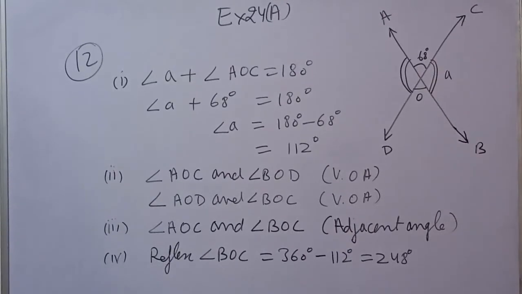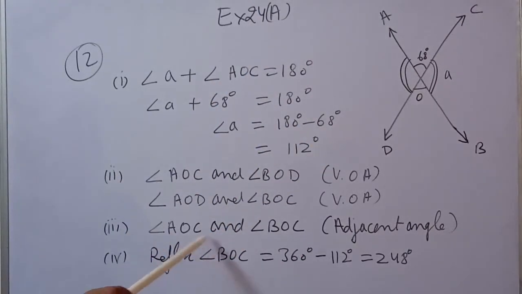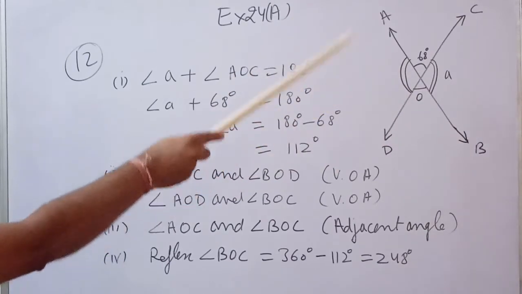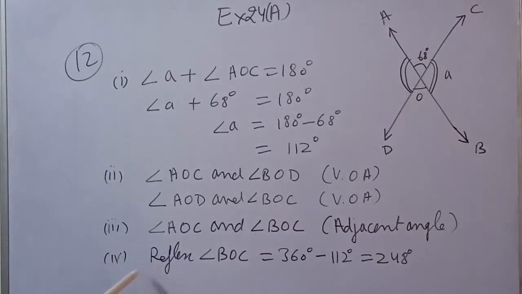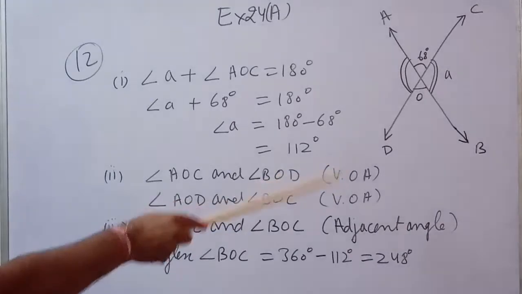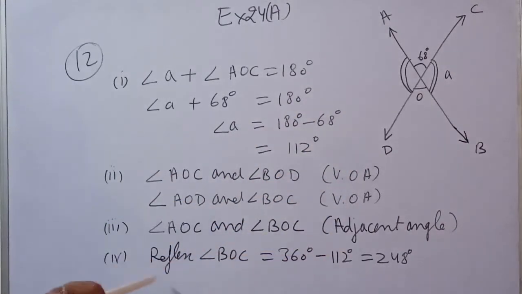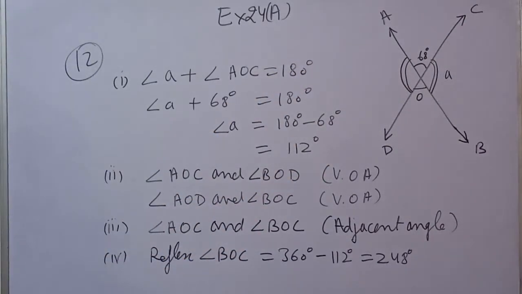And next we have to find the adjacent angles. I am writing here only one pair, and the other pair you will find yourself. Angle AOC and BOC. Angle AOC and angle BOC are the adjacent angles. Other adjacent angles you will find yourself. And the reflex angle BOC, that is 360 minus 112, that is 248. There are some more reflex angles in this figure, so you will find yourself.